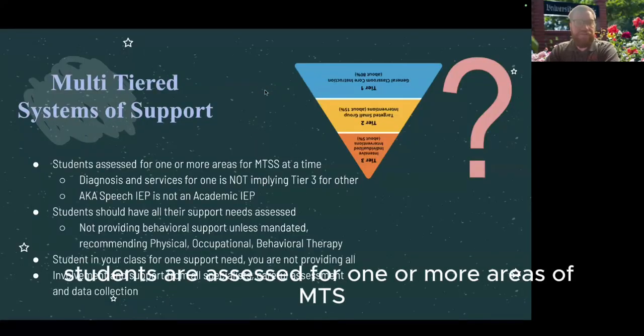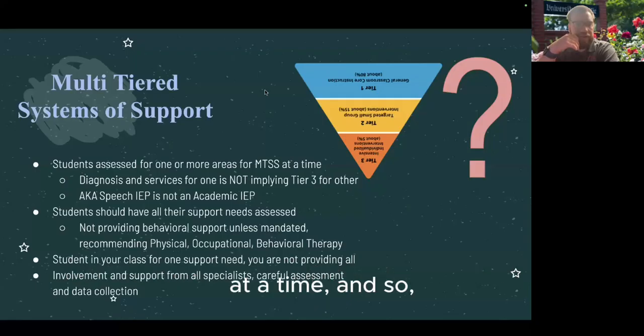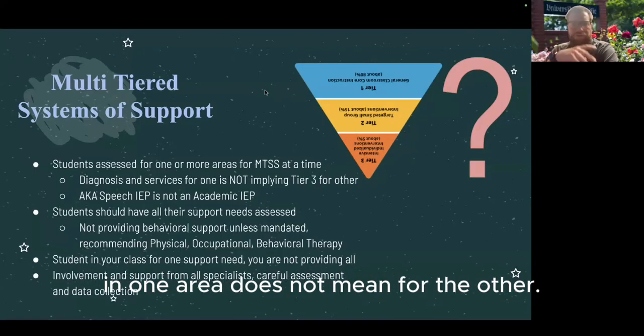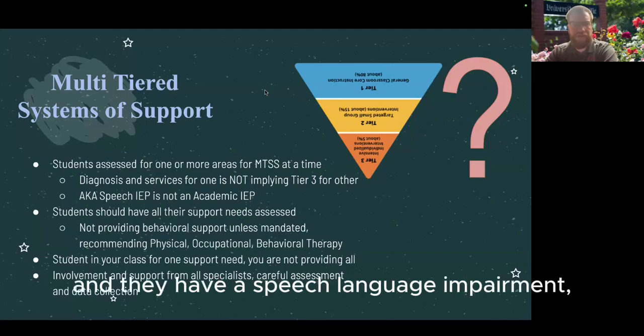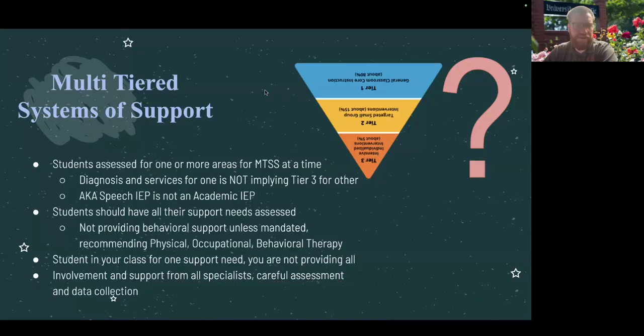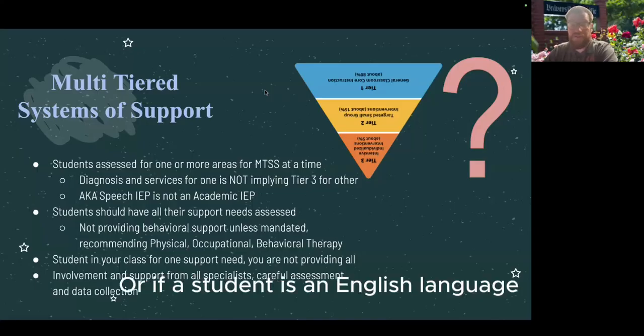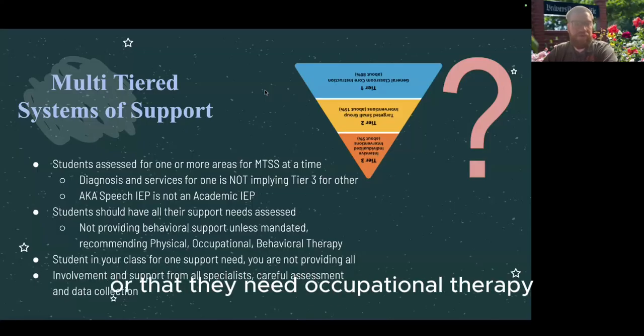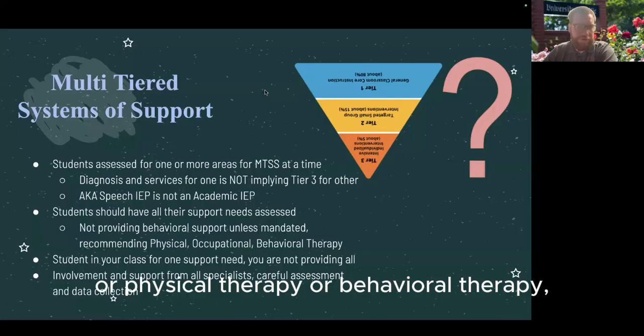We also don't want to flag students for potentially needing individual services when they're just trying to learn English. And so students are assessed for one or more areas of MTSS at a time. Just because you have a diagnosis and services in one area does not mean the same for the other. If a student is diagnosed with a speech and language impairment, that does not mean they also receive special education in academics. Or if a student is an English language learner, it does not mean that they need special education or occupational therapy, physical therapy, or behavioral therapy.